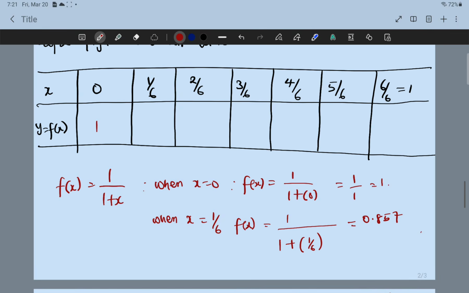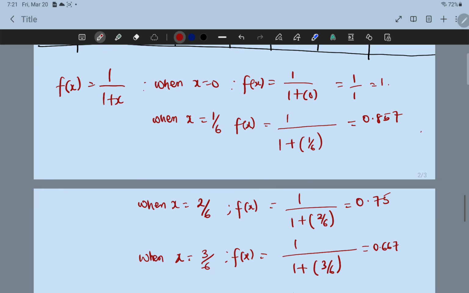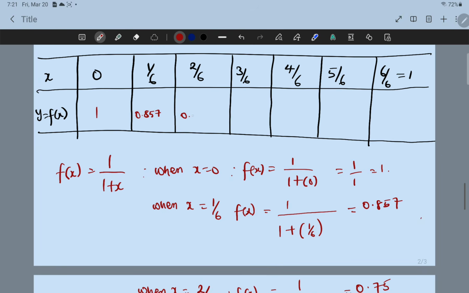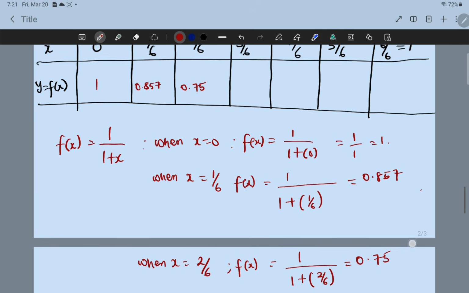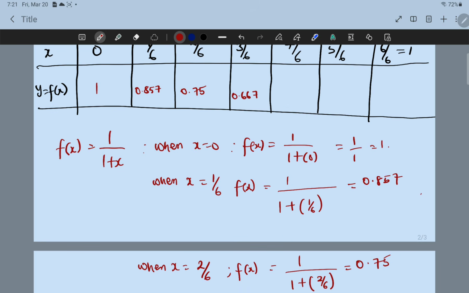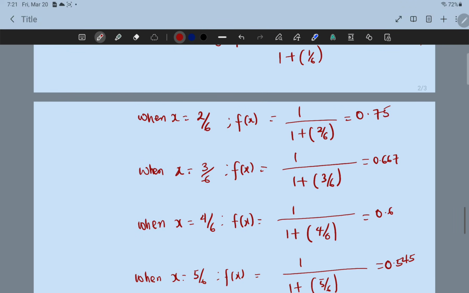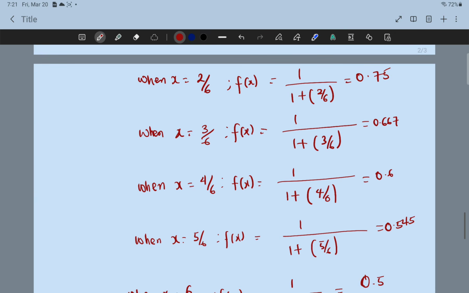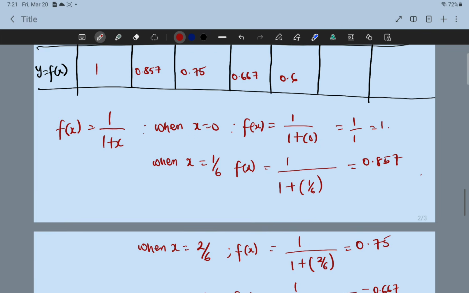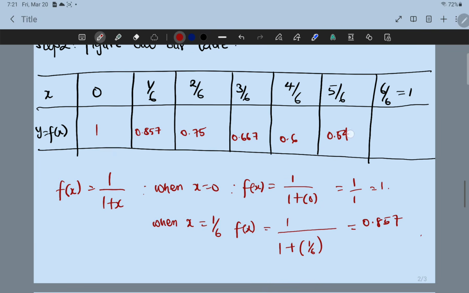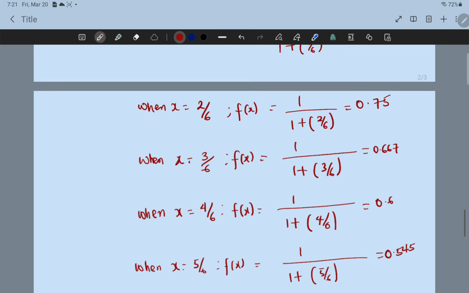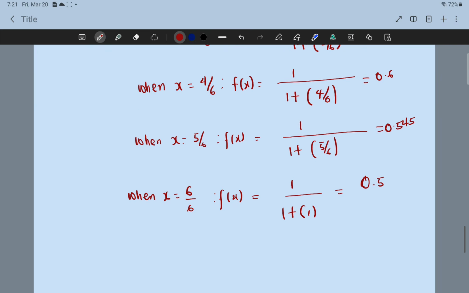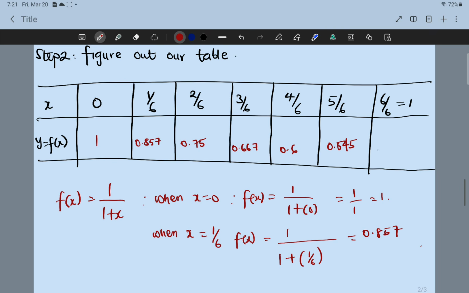So our answer is 0.857. When X is 2 over 6, our answer is 0.75. When X is 3 over 6, our answer is 0.667. When X is 4 over 6, our answer is 0.6. When X is 5 over 6, our answer is 0.545. You can also check that in your calculator. When X is 6, that's 6 over 6, which is 1, our answer is 0.5. So you figure out your table.